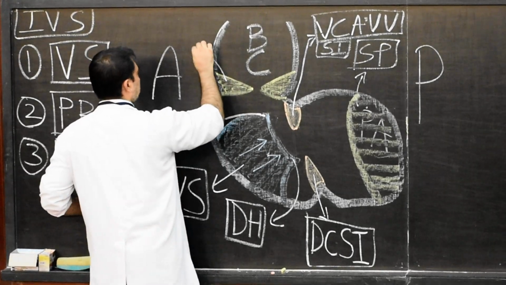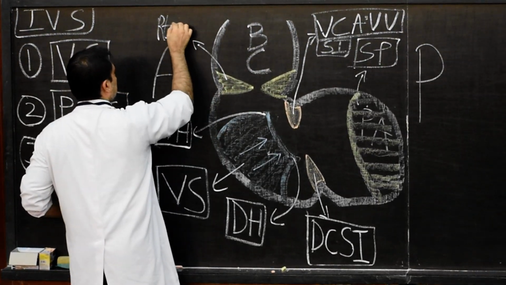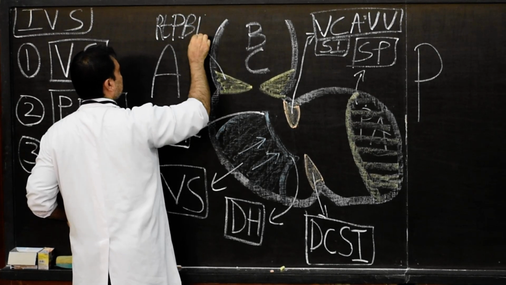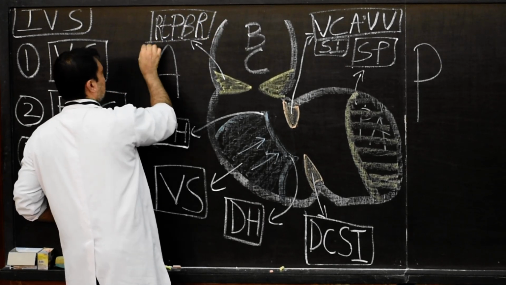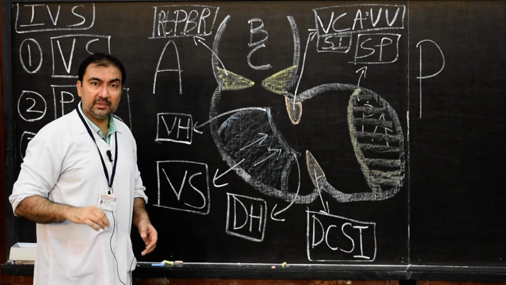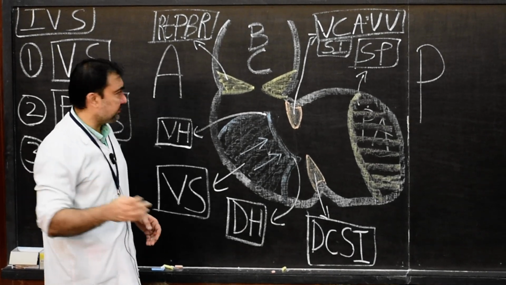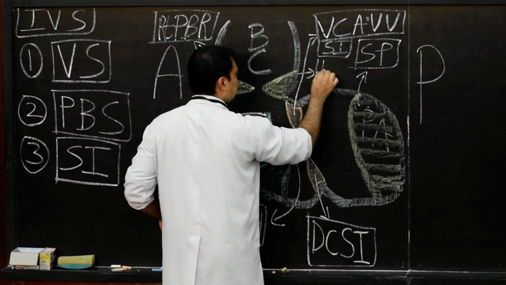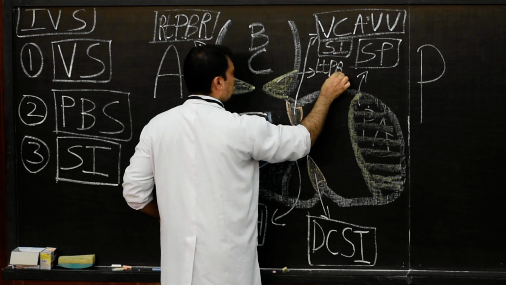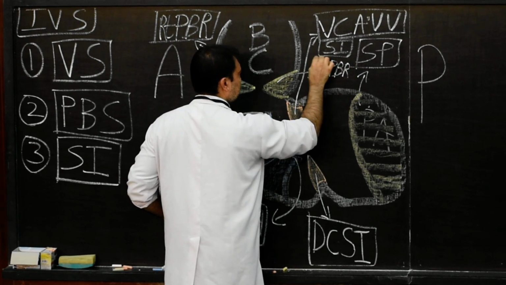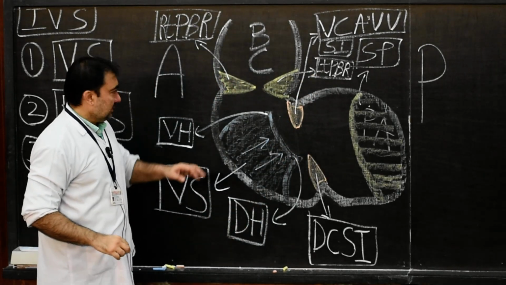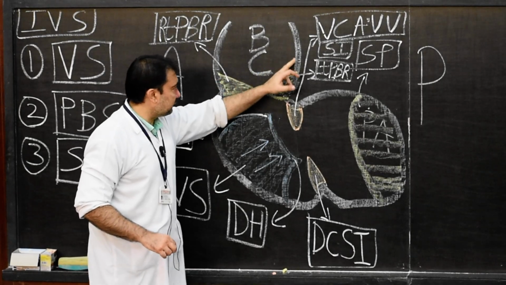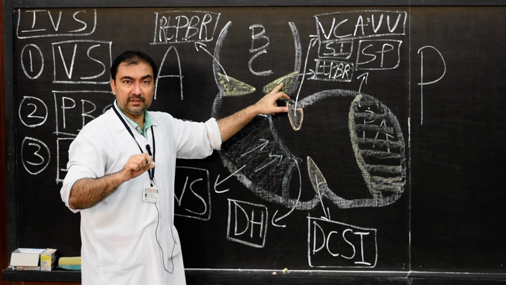So let us name this as the right proximal bulbar septum, or the ridge. So the right proximal bulbar ridge, or the right proximal bulbar septum. And here we will name this as the left proximal bulbar ridge or septum. From the right wall of bulbus cordis, the right septum or ridge will develop. From the left wall of bulbus cordis, the left septum will develop.